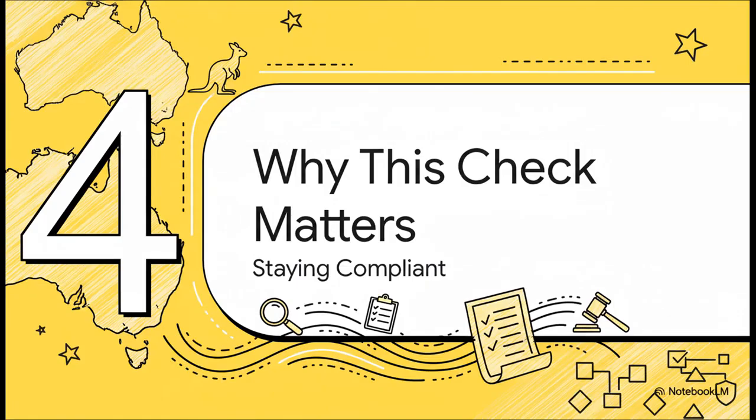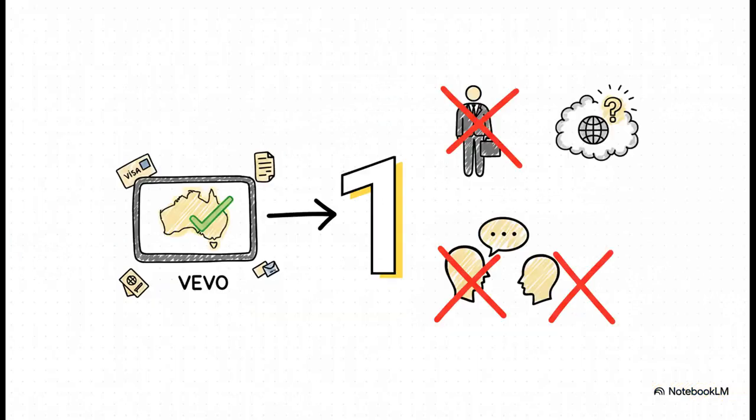So why are we making such a big deal about this? Why does this check matter so much? Well, it's not just about satisfying your curiosity. It's about being informed and, most importantly, staying on the right side of the law. And please, if you take one thing away from this, let it be this. VEVO is the only source of truth. Not your agent you chatted with 6 months ago, not your friend who knows a lot about visas, and definitely not some random person's post on a Facebook group or a web forum. Only what VEVO says matters.